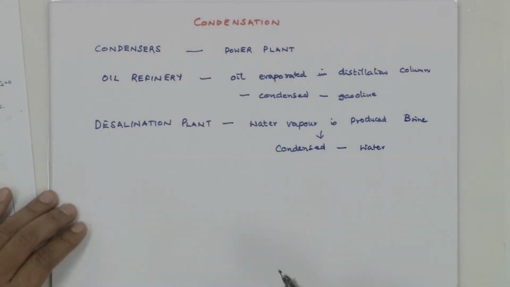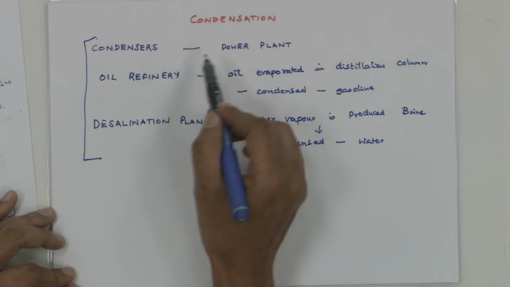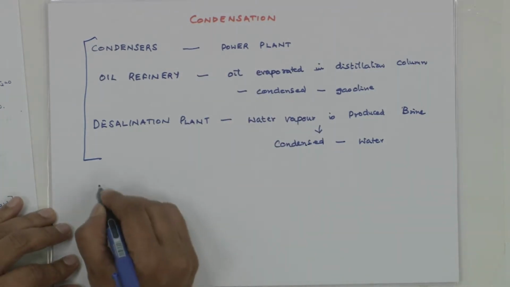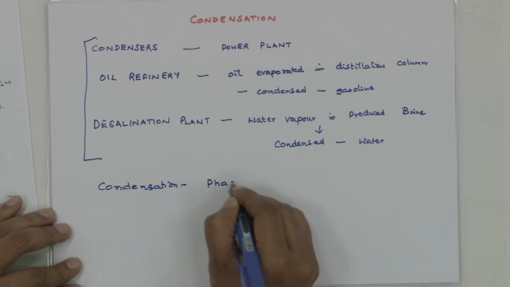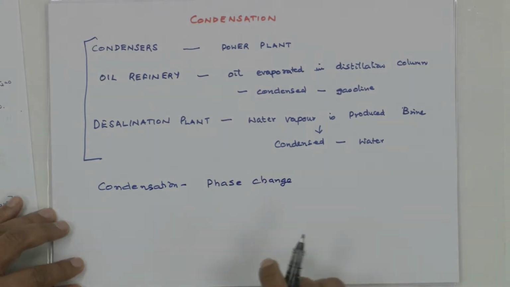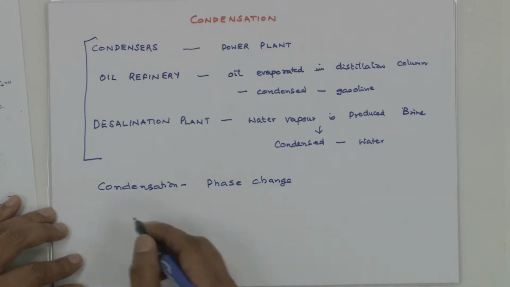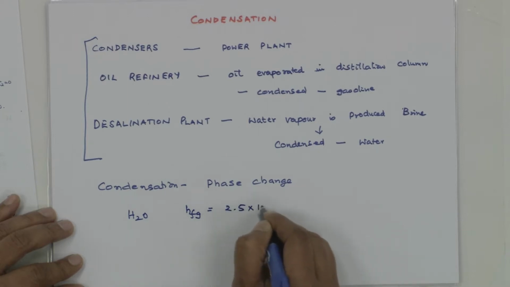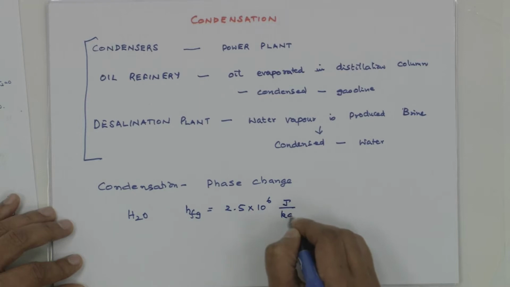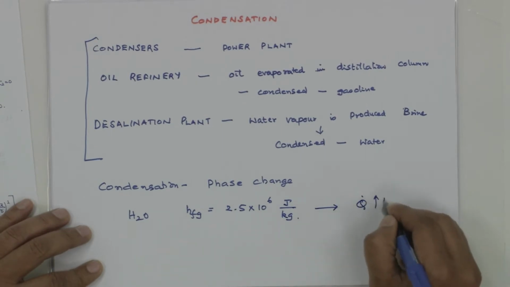So there are very many applications. I just stated three applications wherein condensation is very important. Condensation involves the phase change from vapor to liquid. That is, the enthalpy of phase change has to be removed by the coolant. The enthalpy of phase change is very large. Typically for water, h_fg is of the order of 2.5 times 10 to the power 6 joule per kg at atmospheric pressure. So it is very large, which means the associated heat transfer rates will be very large.